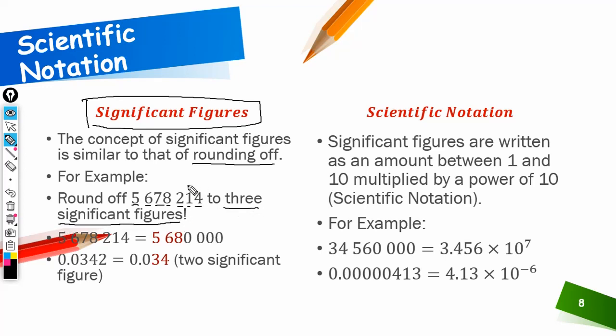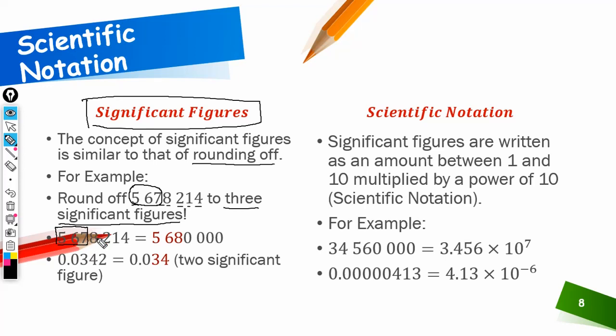Okay, 3 significant figures. Okay, so significant figures adalah 3 numbers from the beginning. Okay, from the beginning, but we neglect 0. Kita abaikan, kalau ada 0 di depan sini kita abaikan. So 3 numbers from the beginning. Let's see, the 3 significant figures adalah 5, 6, 7, right? Ini adalah significant figuresnya.